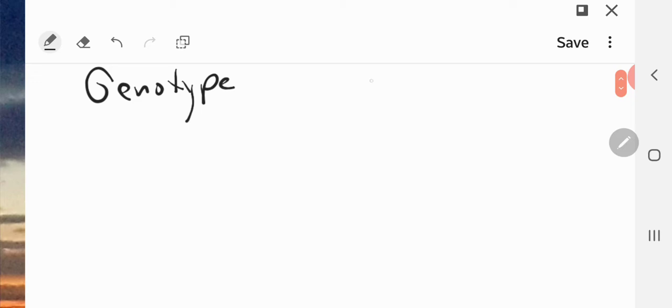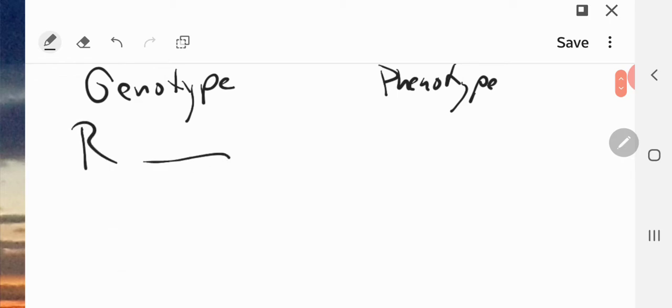Right? That's the code. And let's put up phenotype. So let's talk about the R's. If you're looking in your appendix in this lab, there's a whole bunch of these. Let's talk about this. If you have a big R and then whatever else, your phenotype is can roll tongue. And again, that's like that.